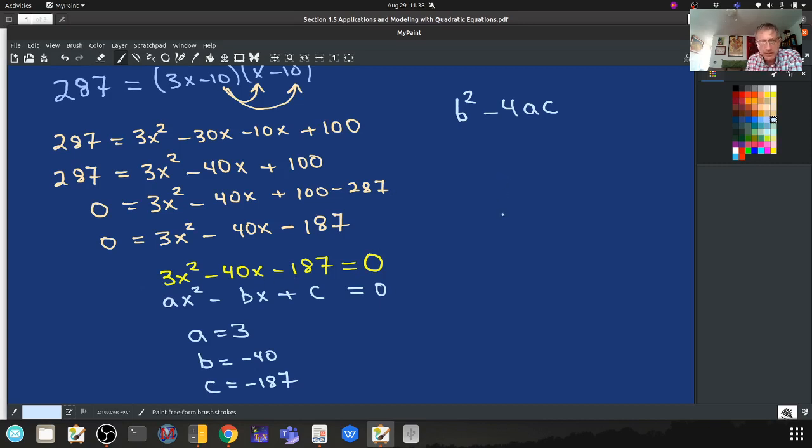Let's do the factorization. And I'm going to be honest with you right now. In a test situation, I would expect you to probably use the quadratic equation because you don't know if it can be factored and you don't have the time to mess with it.